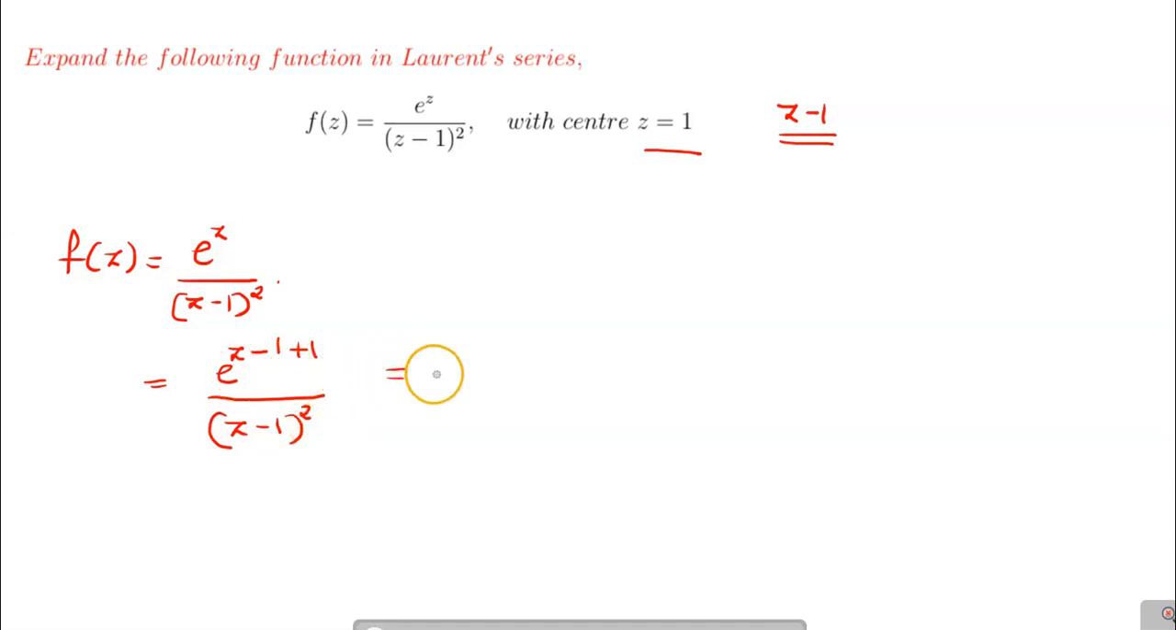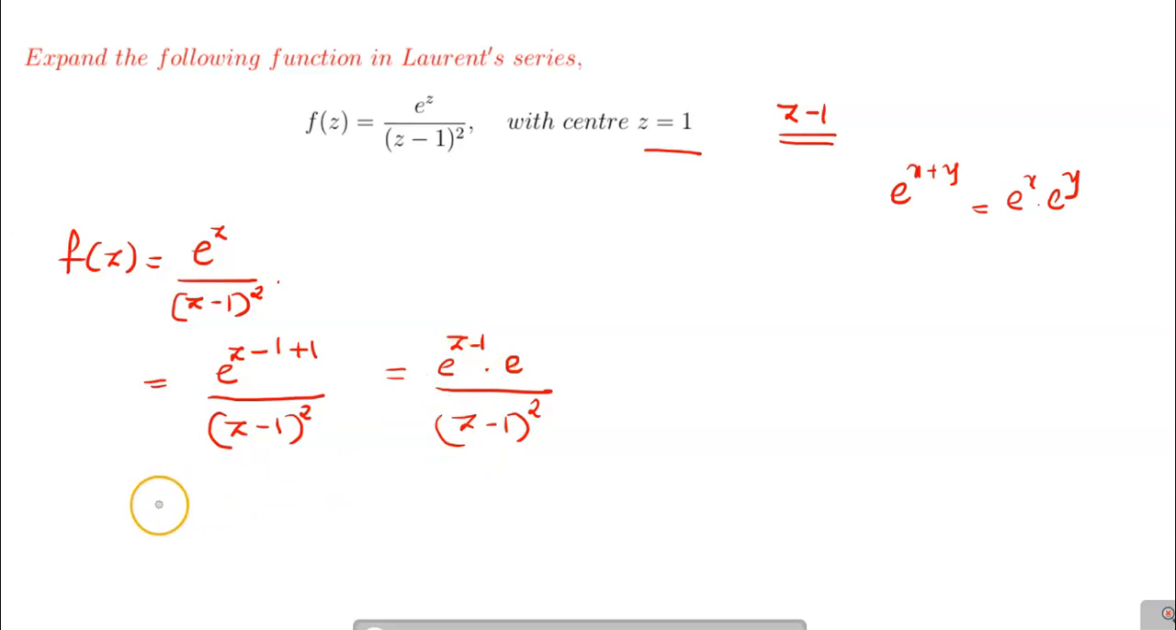Now this is e raised to x plus y. We can write it as e raised to x into e raised to y. So this is e raised to z minus 1 into e raised to 1, that is e divided by (z minus 1) all square. Now take e outside. This is e raised to z minus 1. We have the expansion of the exponential function.